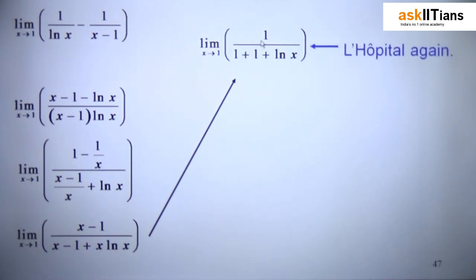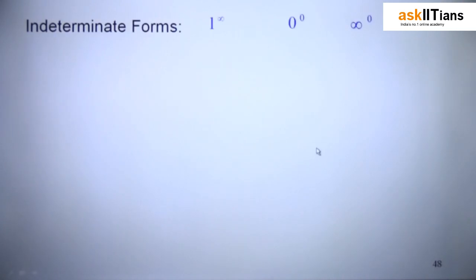Now I'll see that the numerator is 1 and the denominator is 2 plus ln x. If I put x equal to 1, the value is not 0 by 0, but a constant finite value, that is half. So I can conclude that the limit of this function when x is tending towards 1 is going to give me a value that is half.